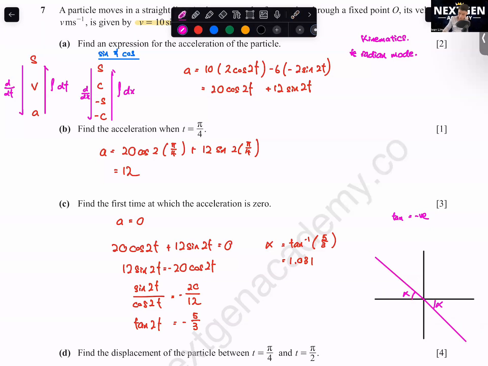How do we calculate for this quadrant in terms of radians? This is pi minus alpha, because it is 180 degrees minus alpha. So 2t equals pi minus 1.031, and here you get 2.111. Then t, you divide it by 2, you get 1.06.